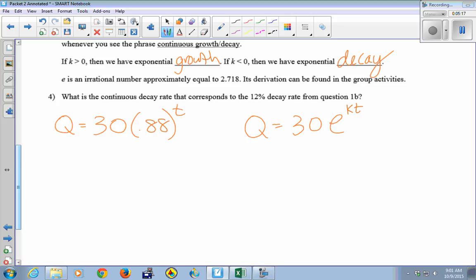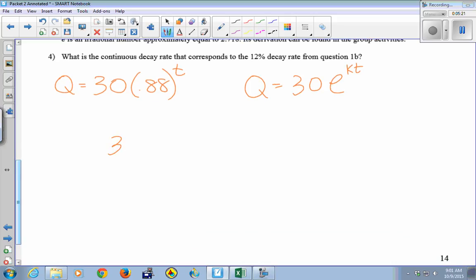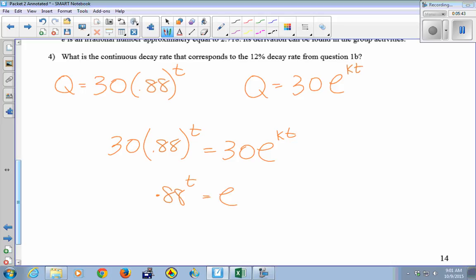So for these two functions to be equivalent, it would have to be that they equal each other. 30 times 0.88 to the t would have to equal 30 e to the kt. All right, so the 30s kind of don't matter. It's the same on both sides. If you divide both sides by 30, they go away. So 0.88 to the t has to equal e to the kt.